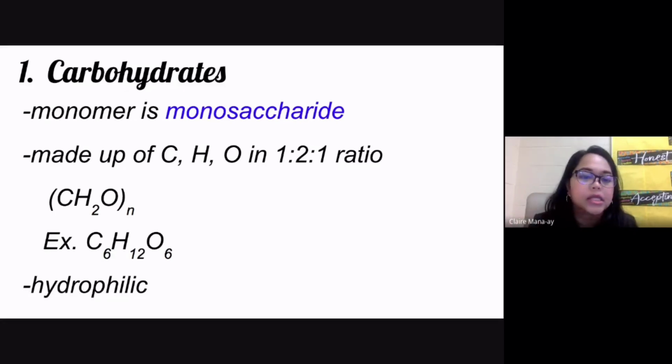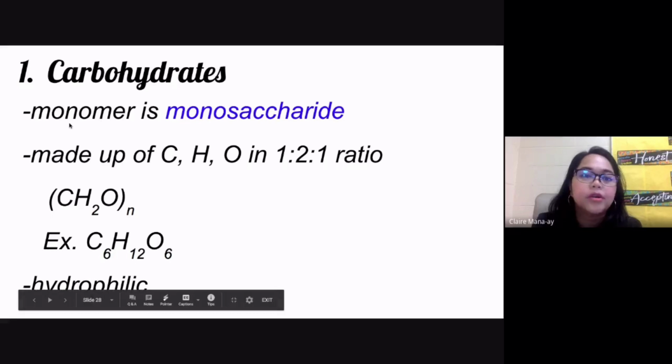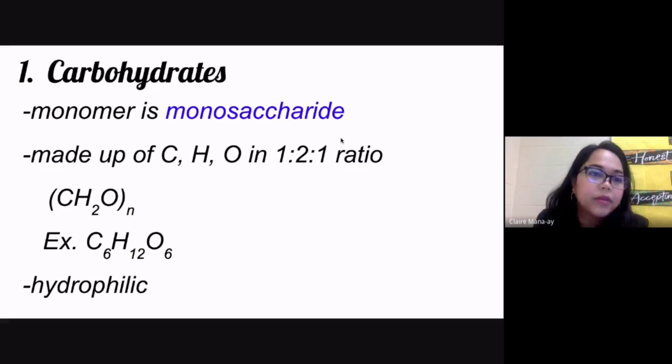Okay, now another thing that is very important to note about your carbohydrates is that they are hydrophilic. Okay, when you say hydro, of course, as I've mentioned, hydro in science would mean water. And philic means loving. Okay, so it loves water. It has no problem even if it comes into contact with water. Okay, so carbohydrates are water-loving molecules. They are made up of carbon, hydrogen, oxygen in a ratio of 1:2:1. And of course, your monomer, their single units, would be called monosaccharide or simple sugar. Okay, so that's your carbohydrate.